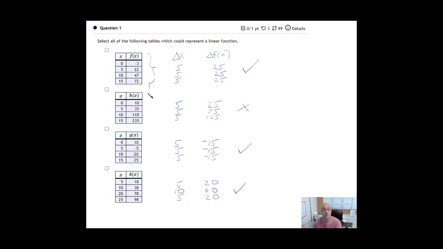So in this particular problem, this table here, and this table here would all be considered functions.